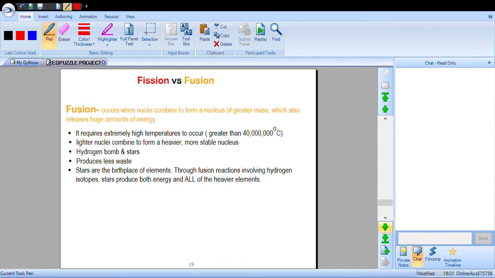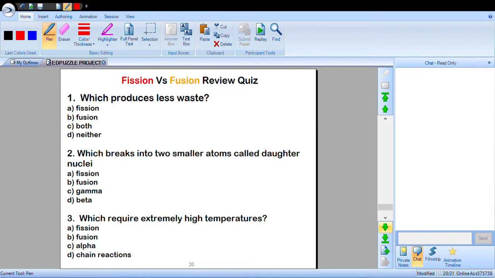But yes, that's it. That is our nuclear chemistry unit. All right, and before we go, we have a fission versus fusion review quiz. Question 1. Which produces less waste? The correct answer to that would be fusion. Fusion produces less waste. Question 2. Which breaks into two smaller atoms called daughter nuclei?